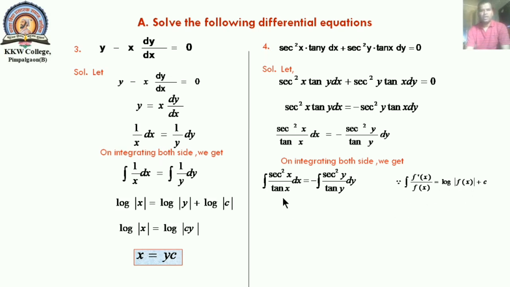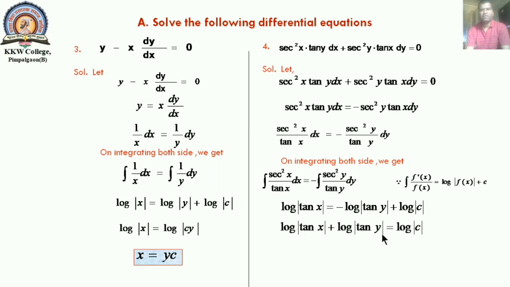So using this, derivative of tan x is sec square x and derivative of tan y is sec square y. So therefore we get integration of this quantity is log of mod of tan x is equal to minus, as it is, log of mod of tan y. For simplicity, we'll take the constant of integration as log of mod of c. Minus log of tan y transferred to LHS, you get log of tan x plus log of tan y is log of c.